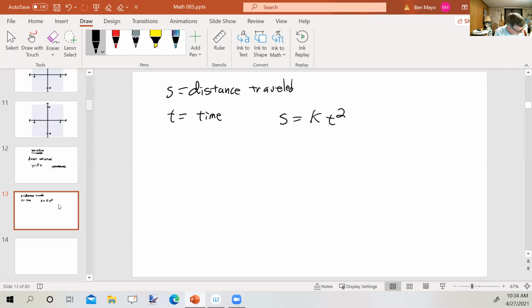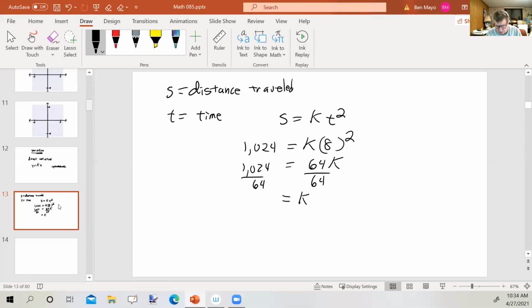Let me read it once again. An object in free fall travels a distance s that varies directly to the square of time t. So notice that t is squared. It says, if an object falls 1,024 feet in 8 seconds, so 1,024 feet would be s, 8 seconds would be the time. So that gives us this equation. Don't forget that time is squared. So from that, we get 1,024 equals 64k, 8 squared is 64. Dividing both sides by 64 allows me to solve for k.